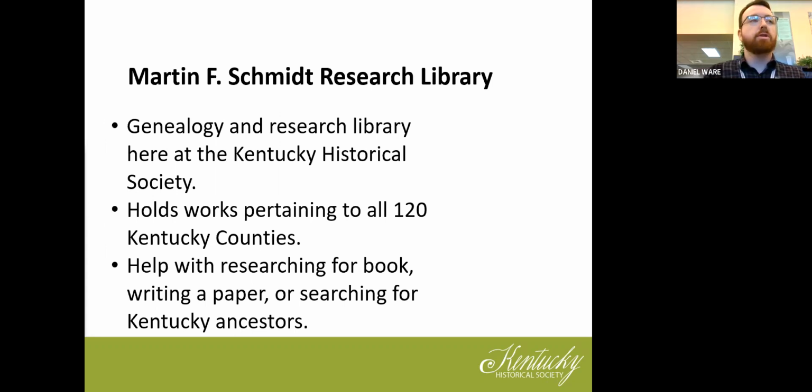The Martin F. Schmidt Research Library is a genealogy and research library here at the Kentucky Historical Society. It holds works pertaining to all 120 Kentucky counties. You can come here if you're needing help researching a book you might be writing, or a paper, or if you're just searching for your Kentucky ancestors in general.